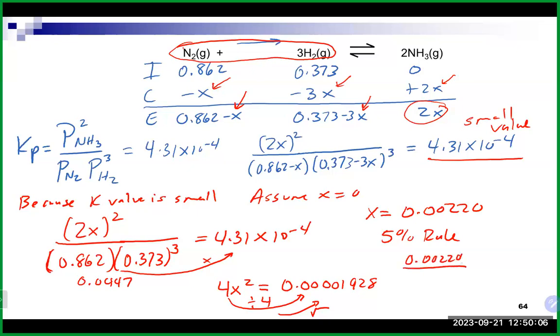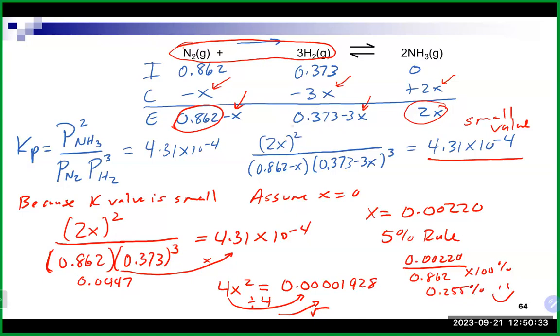So that's going to be 0.00220. We check it by dividing it by what we were going to subtract it from. So 0.862 times 100%. That gives us 0.00220 divided by 0.862 times 100%. And that is about a 0.255%, which is less than 5. And now we smile again. Yes, because we are happy.